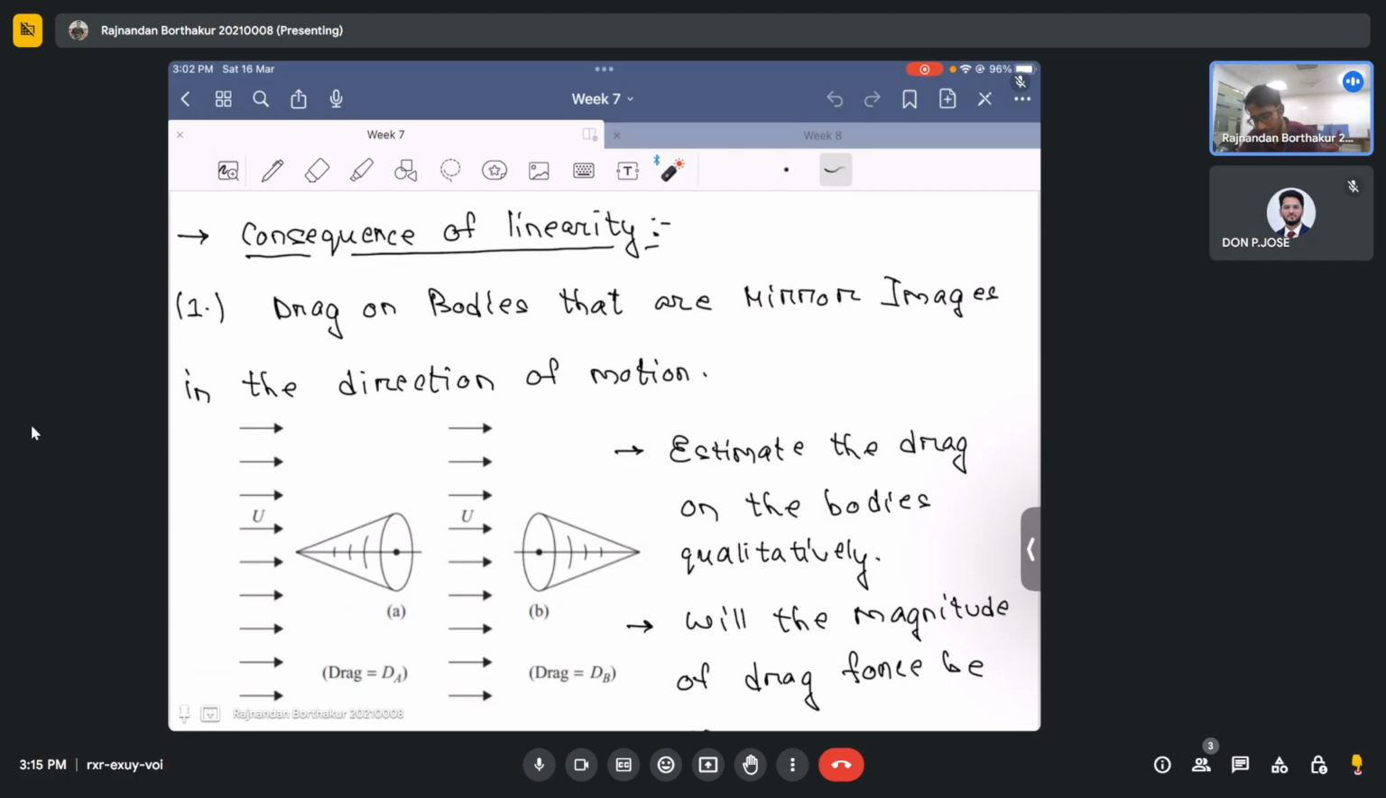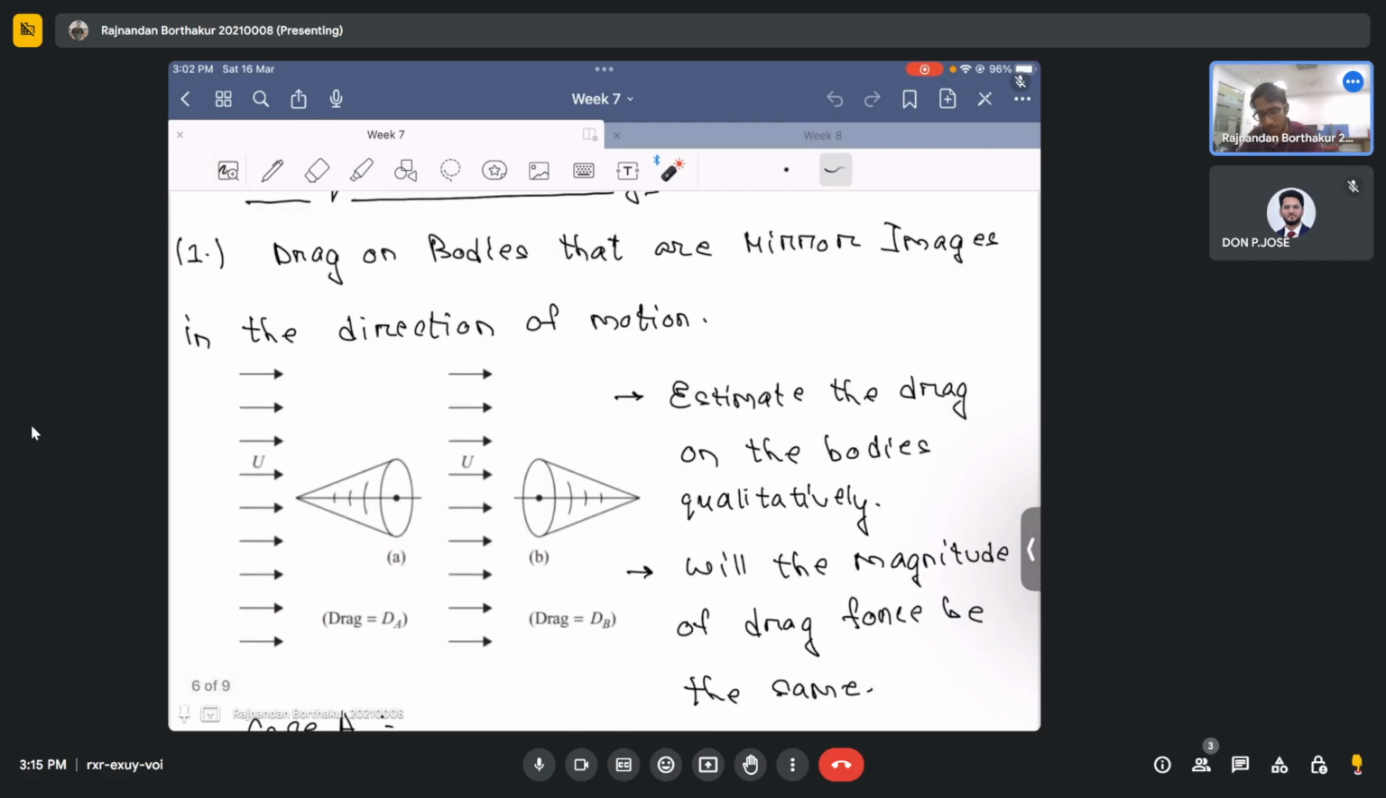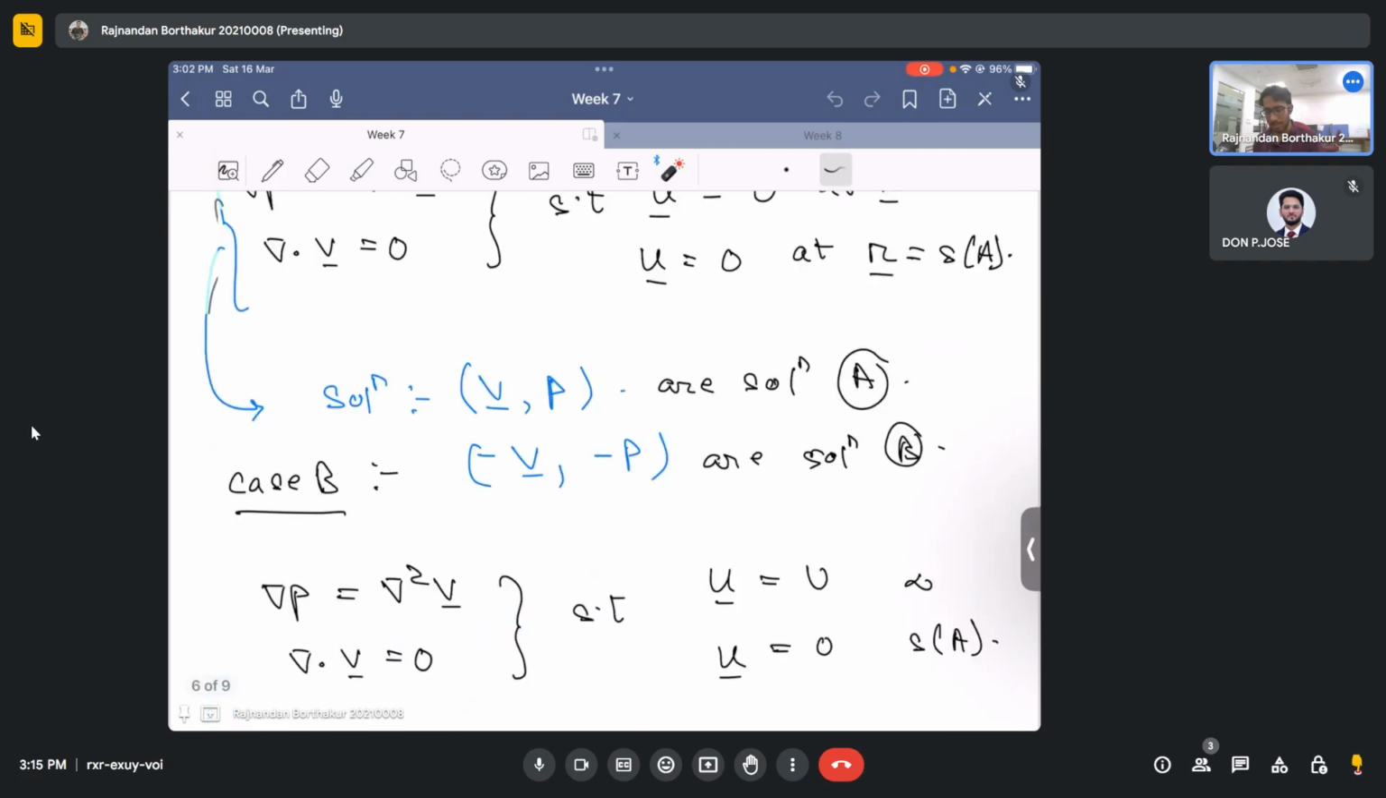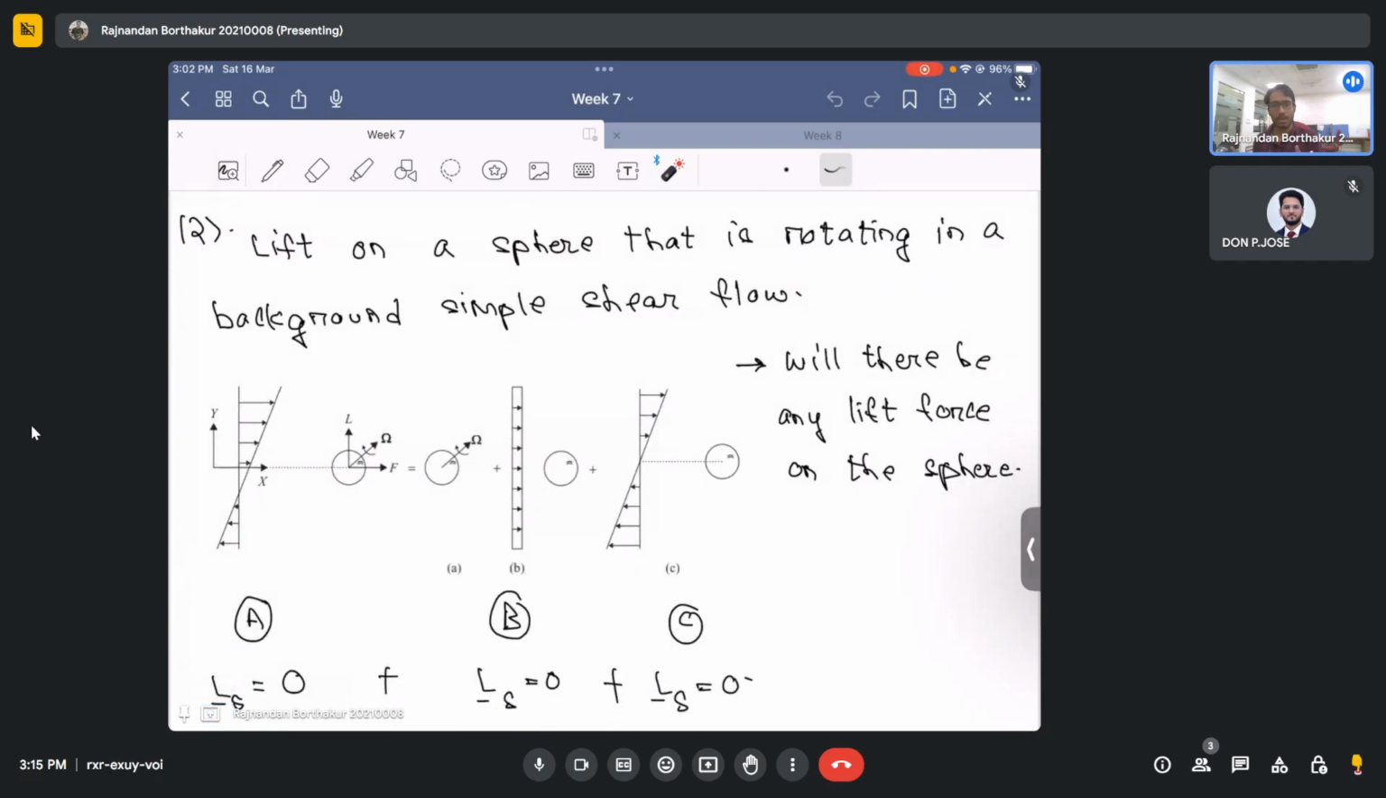So the drag force on object A and object B is the same, and this is again related to the fact that the governing equations are linear, so we end up getting the same magnitude of the drag force. We also discussed that the idea of inequalities in the drag force on objects A and B stems from the fact that inertia is present; when inertia is present, the drag force will not be equal. So this was the basic idea.